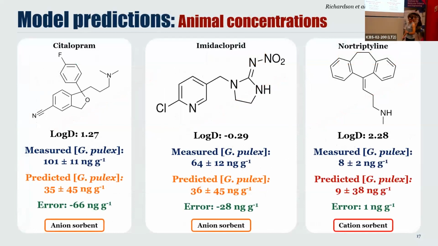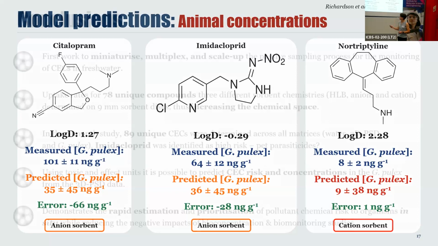So we've got a bit of variety in this. This is a simple linear regression model with only up to, I think, n equals 50 as the highest point, so still relatively preliminary data, but you can see we get a range. So citalopram, we're off by 66 nanograms per gram. Imidacloprid, we're still within the error of the model, so pretty close with 28 nanograms per gram. But nortriptyline, we're pretty much bang on. So this gives us an idea of what contaminants we need to look out for in the animal and whether they potentially could be causing an effect.